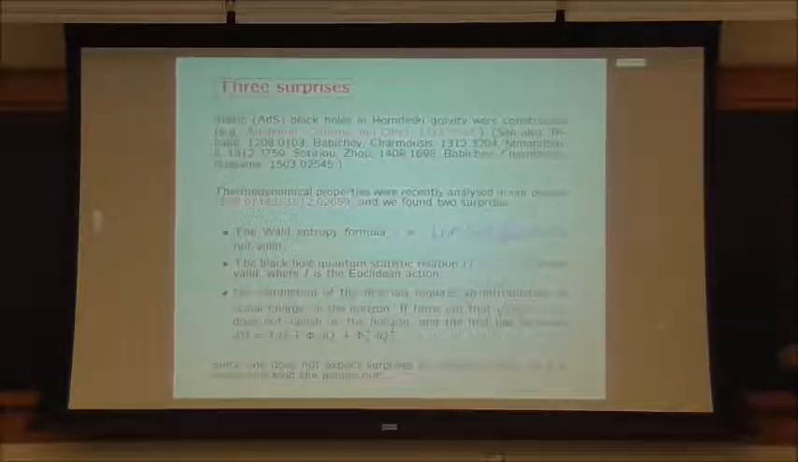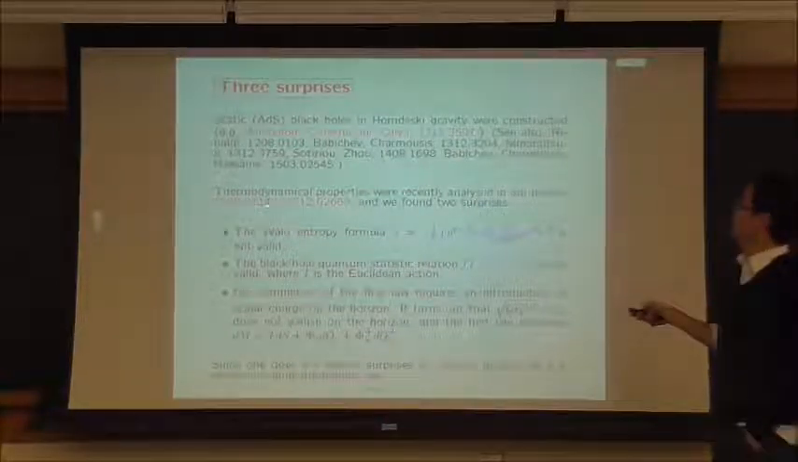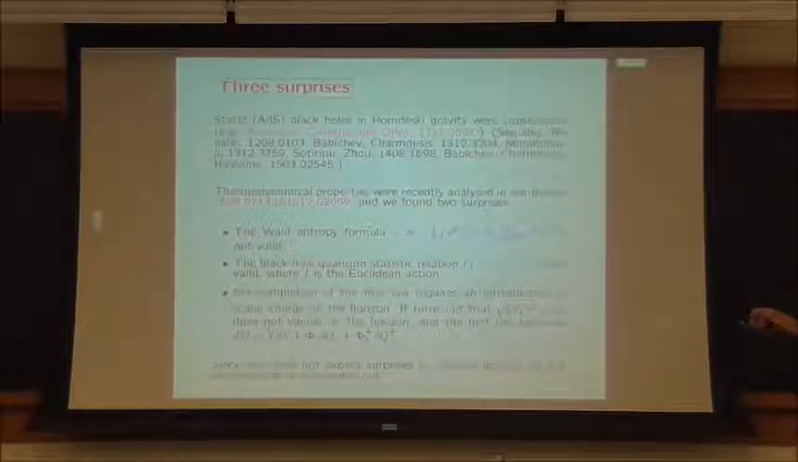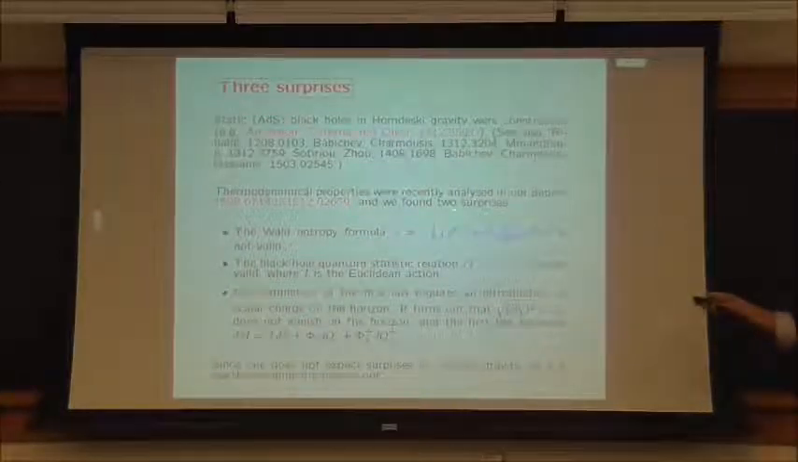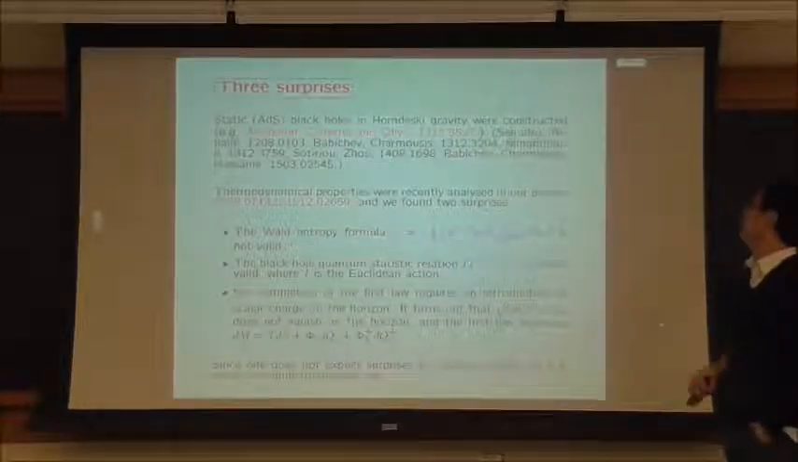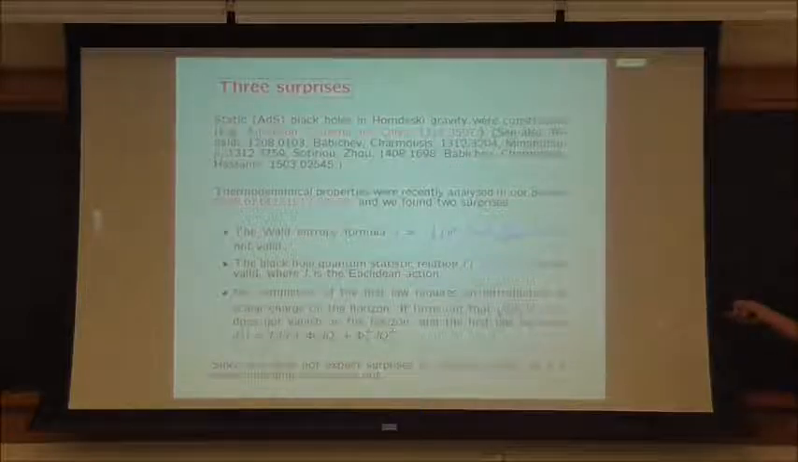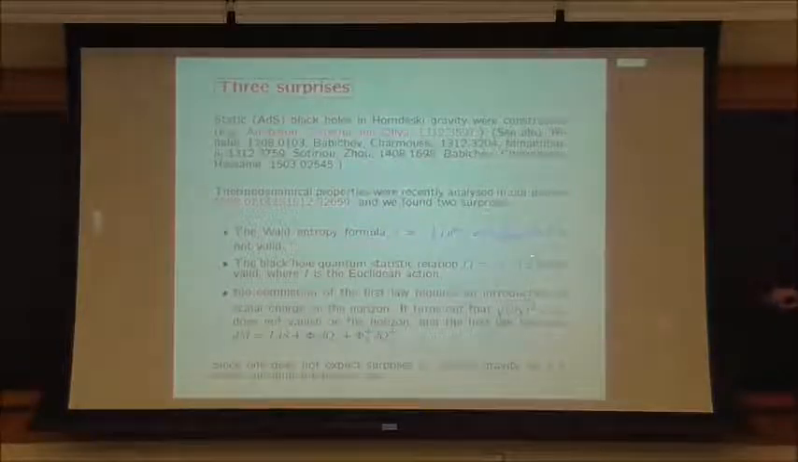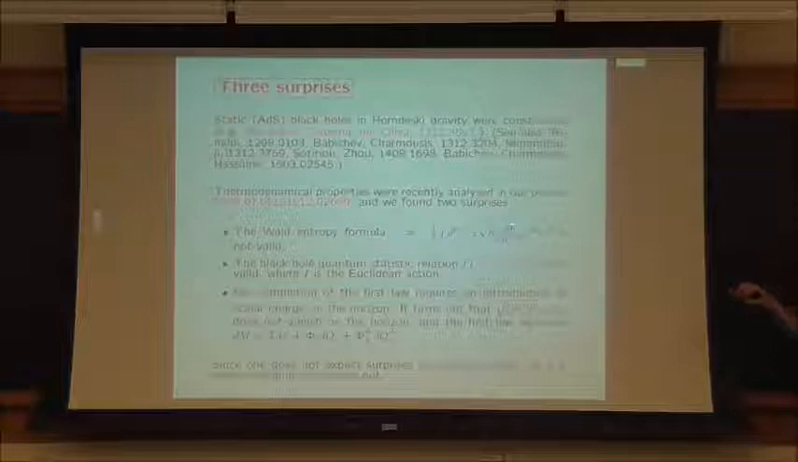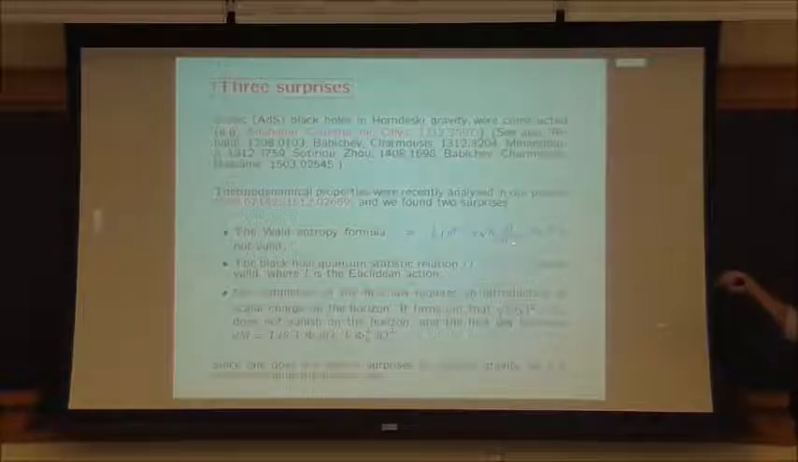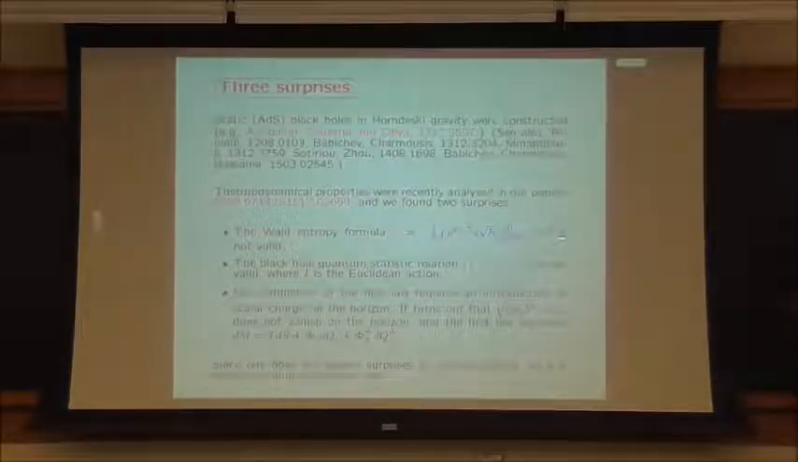I think what they did with the first law, the thermodynamics, was not quite proper, so we redid this thermodynamic analysis. We did have two papers, and we find that actually now there are three surprises instead of two, not three, right? So first of all, the Wald entropy formula we can say is just not valid. This is a well-known formula, seems to never fail. You can always find the entropy by doing a derivative of the Lagrangian with respect to the Riemann tensor.